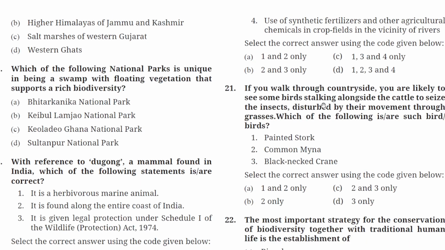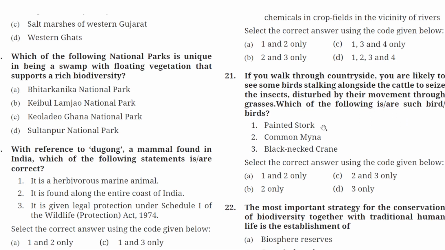Question number 21. If you walk through the countryside, you are likely to see some birds stalking alongside the cattle to seize the insects disturbed by their movement through grasses. Which of the following is or are such birds? Okay. Basically, the question here is about birds. One should know the different names of the birds also. For example, painted stork.